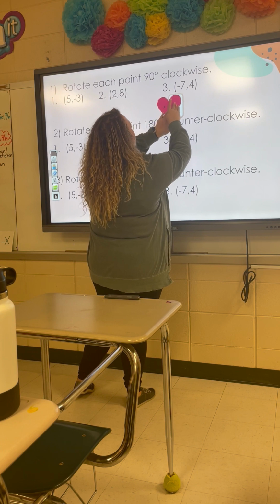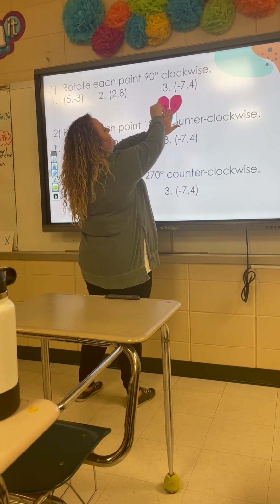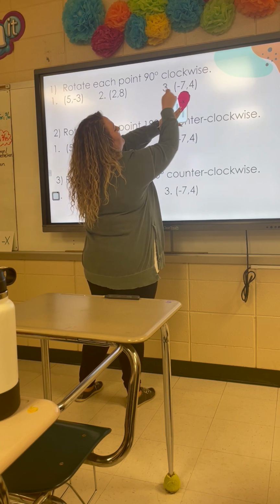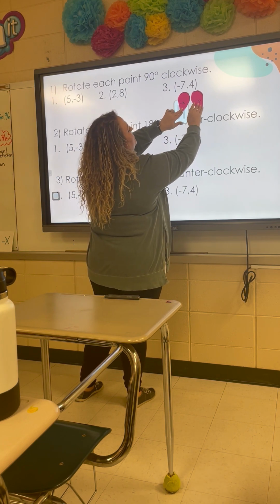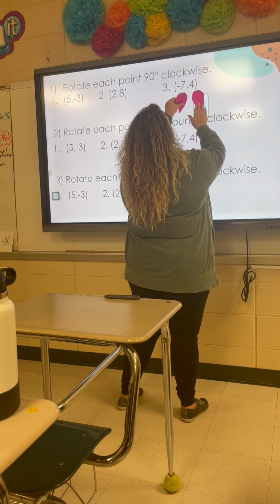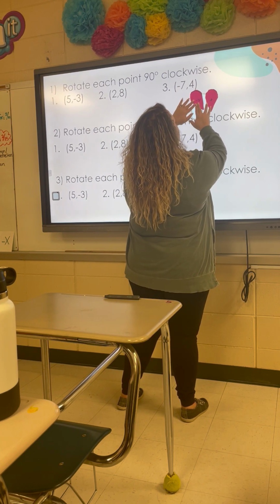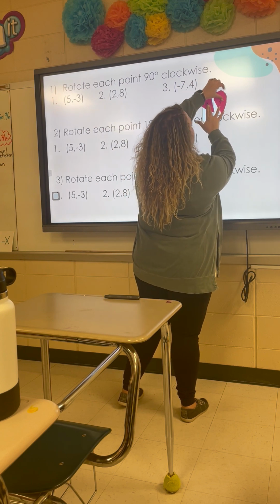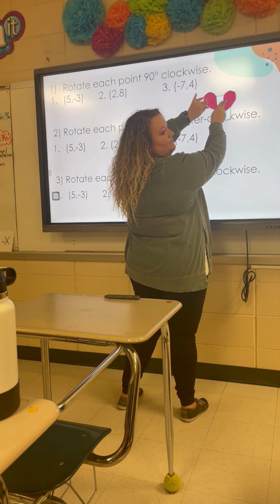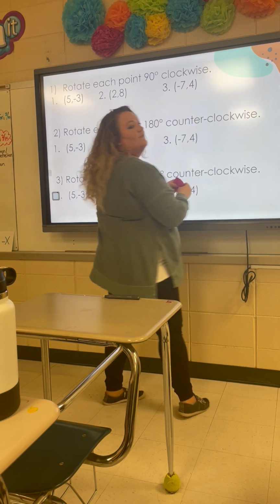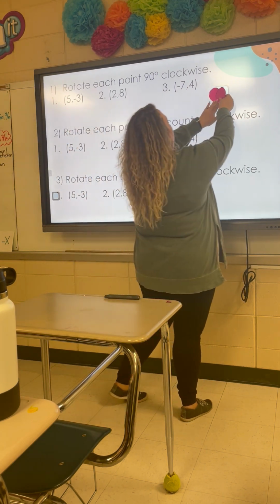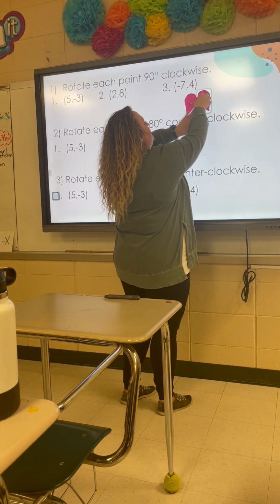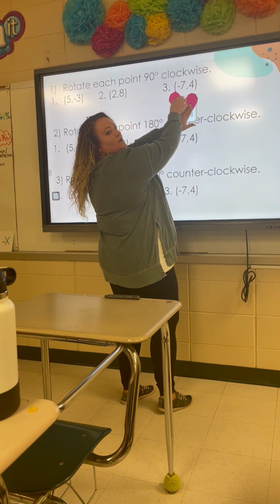X, Y. To do 90 degrees, we would pick this one up and flip it over clockwise. To do 180, we'd pick up and flip again. There's our 180. To do 270, we would flip again. And there is our 270 clockwise. And to do 360, you would flip one more time and you're back to X, Y. All right? Same thing for going counterclockwise, except you would flip to the left. So you're always picking up and flipping it over the other one. Okay?